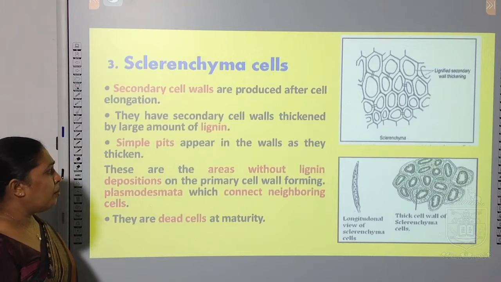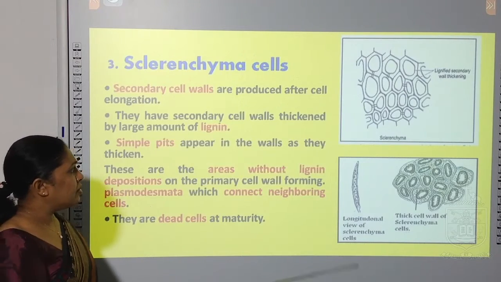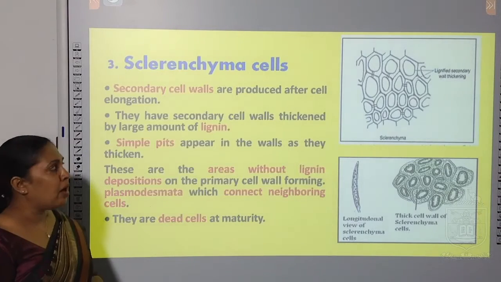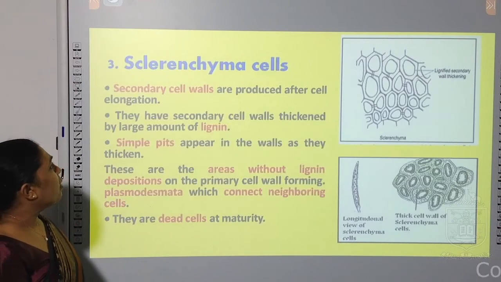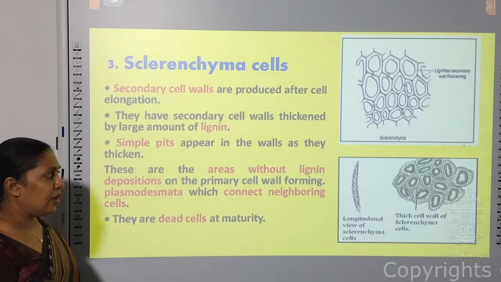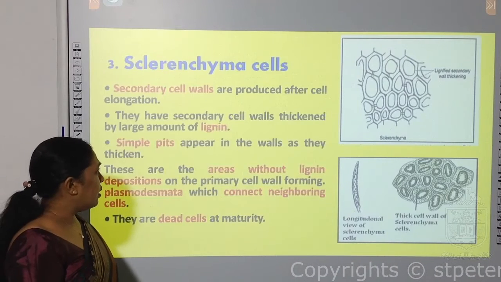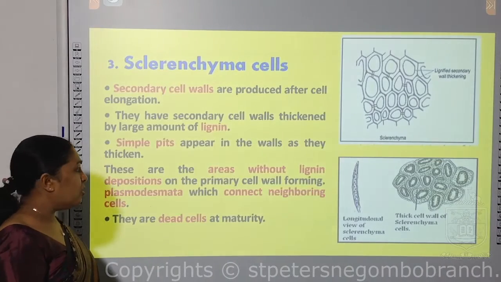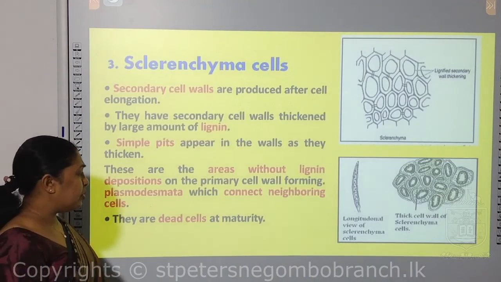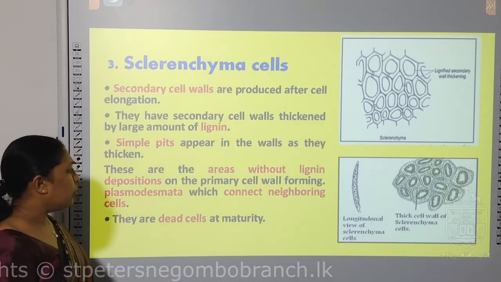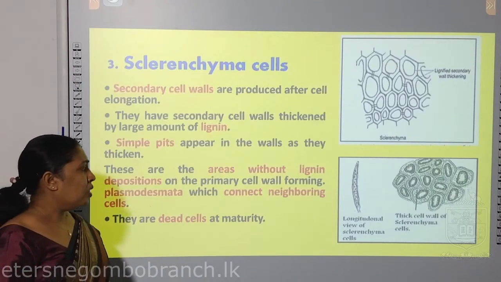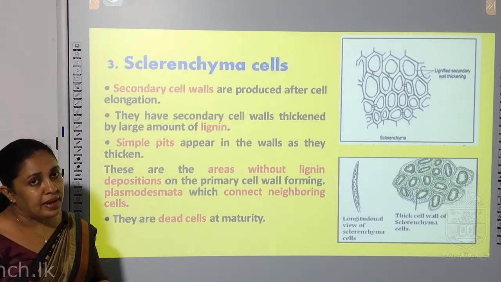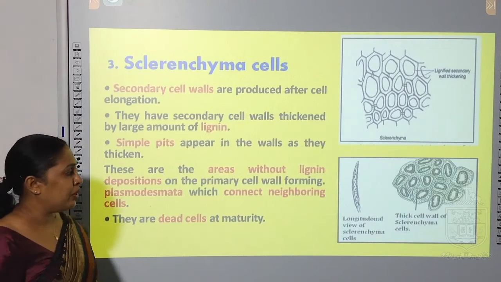They have some cytoplasmic connections known as plasmodesmata, and simple pits appear in the wall, and these secondary walls are thicker, and that's why the pits are there. And the areas without lignin deposition in the secondary wall are known as plasmodesmata. Those are the connections with the neighboring cells, and they are dead cells at their functional maturity.